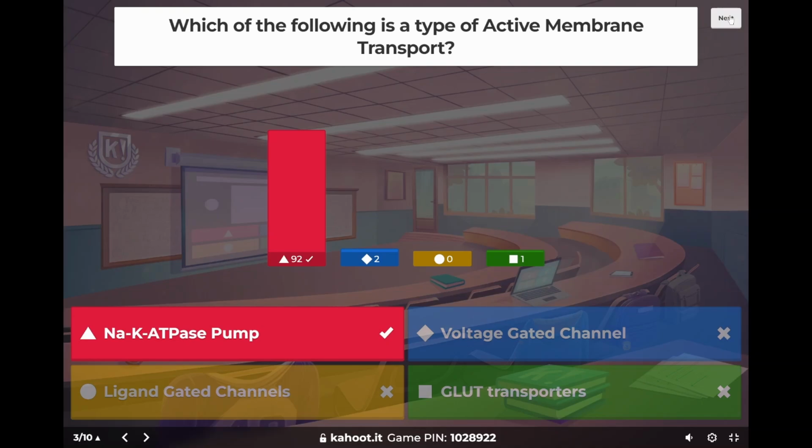So, voltage-gated channels, what determines when they open up or close? Membrane potential. Remember, they're voltage-gated channels. Whatever that membrane voltage is will determine if they open or close. Nothing to do with being active or passive, it's just the voltage that tells it what to do. Ligand-gated channels, what has to happen? You have to have a ligand bind to it, so the question doesn't say anything about anything binding to a receptor. Can't be ligand. GLUT transporters just grab glucose out of the blood and bring it in. No need for anything, so ATP.